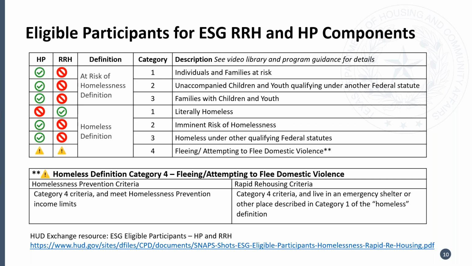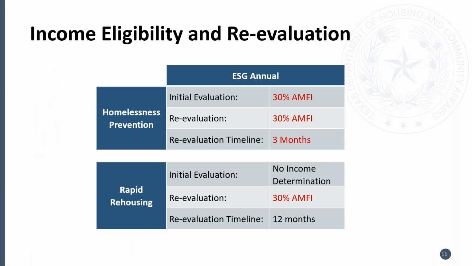Next, we'll review the income requirements and timelines for recertification. In order for participants to receive benefits under homeless prevention and rapid rehousing, there are income requirements that must be met. For homeless prevention, the household's income must be at or below 30% AMFI at the initial client evaluation for eligibility. Households receiving services under homeless prevention must be reevaluated every 3 months. And as a reminder, your written standards must include procedures for evaluating and re-evaluating eligibility for ESG assistance.